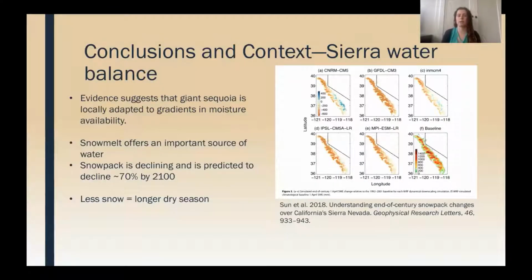So if we're saying that giant sequoia is locally adapted to gradients in moisture availability, then in Sierra ecosystems, snowmelt offers an important source of water, especially in the spring and early summer, when we don't typically have any rain, or very little rain, I should say. And snowpack in the Sierras is rapidly declining, and it's predicted to continue declining by up to 70% by the end of the century. So less snow equals a longer, drier season. So a longer period of time where seedlings that might be particularly sensitive to drying out have to endure each year to survive to the next year.